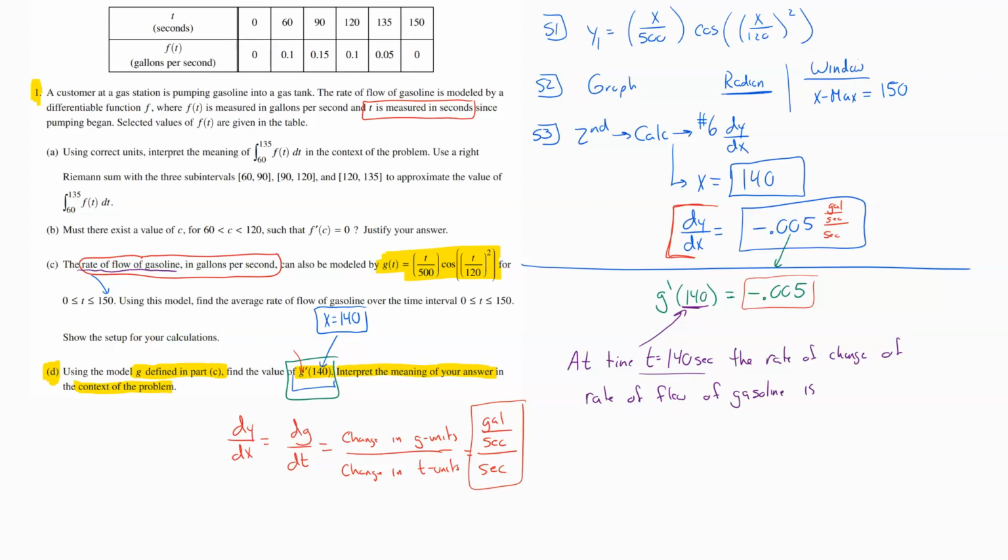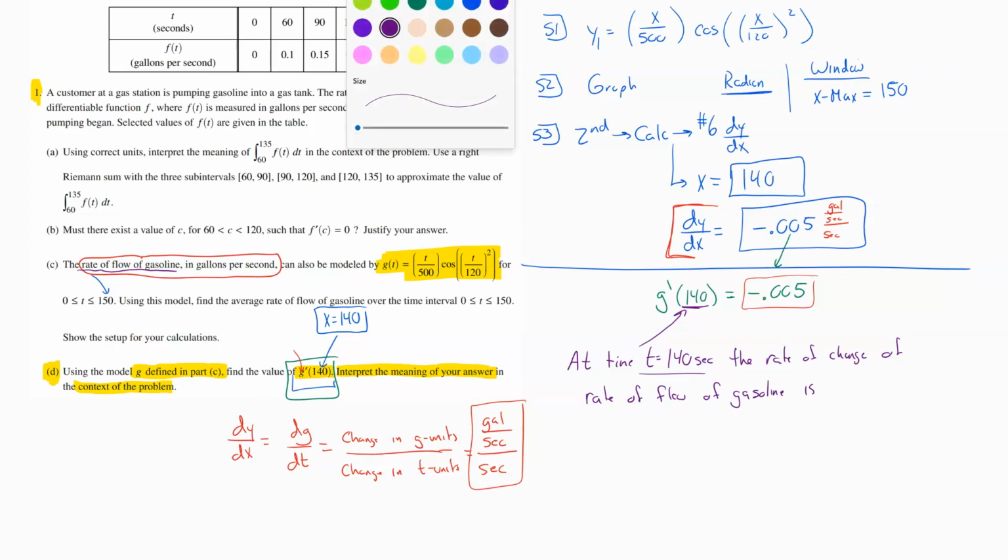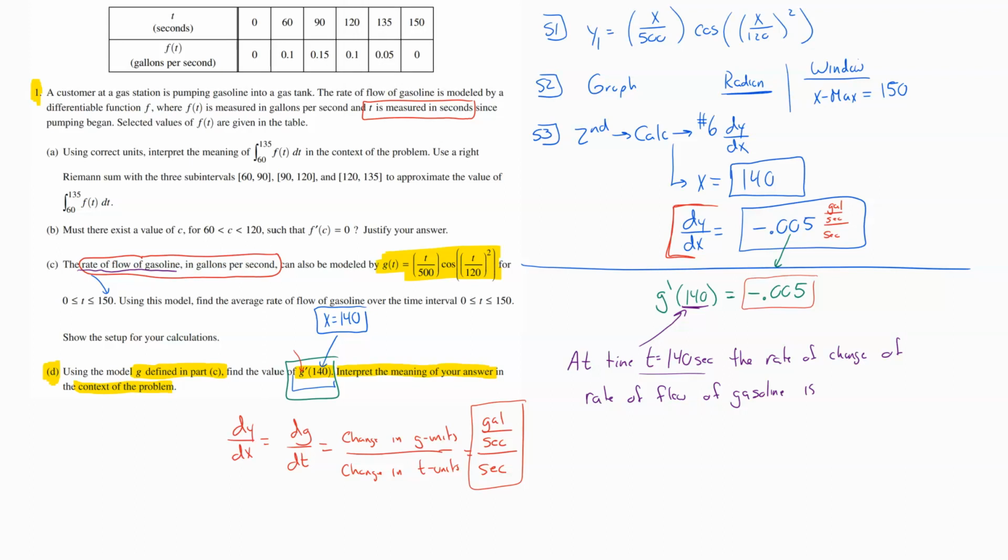Then you enter the term increasing or decreasing. If your derivative is positive, it would be increasing. If your derivative is negative, it's decreasing. So the rate of flow of gasoline is decreasing at a rate of 0.005 gallons per second per second.